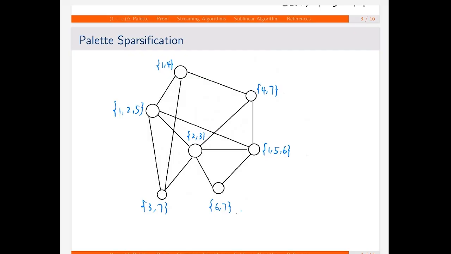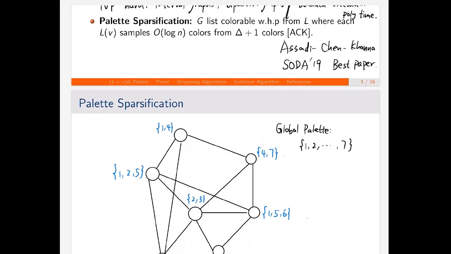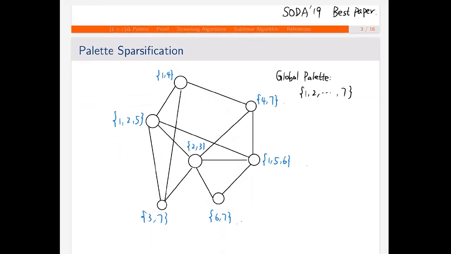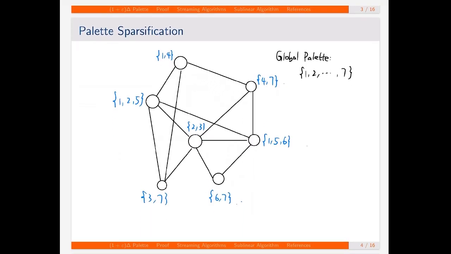Okay, so suppose we are given a global palette with colors from 1 to 7, and we sample in this manner. We sample log n colors for every vertex, and construct an individual list for every vertex. Suppose we did this, and I wrote in blue color all the sample lists that we have.